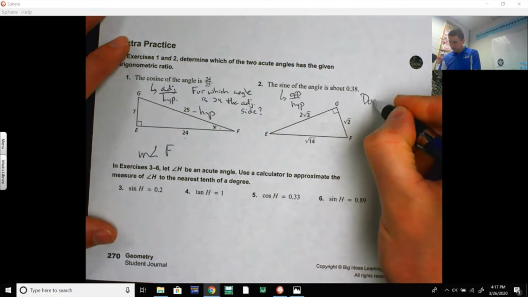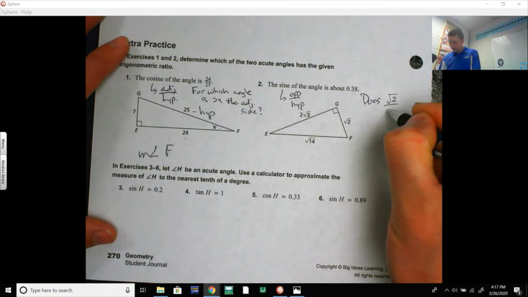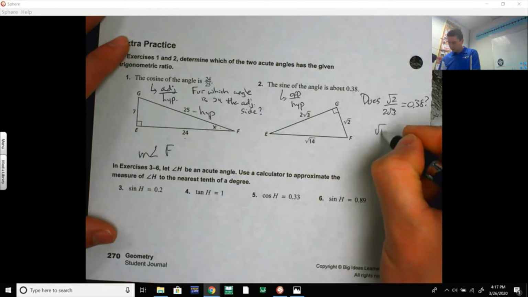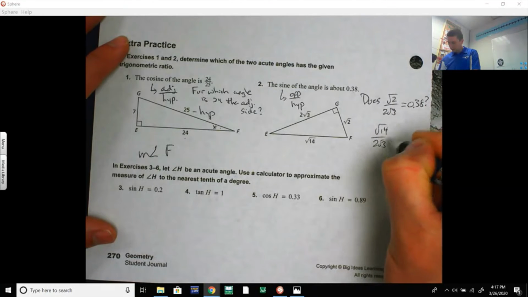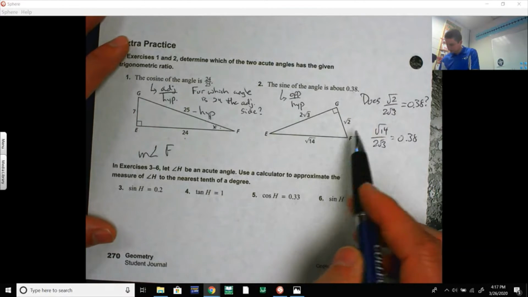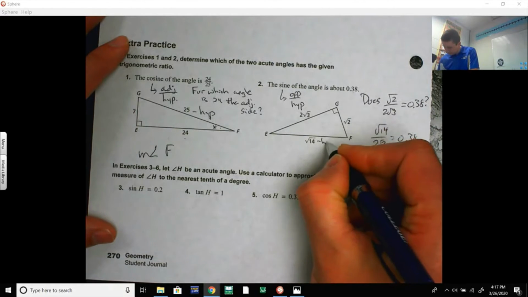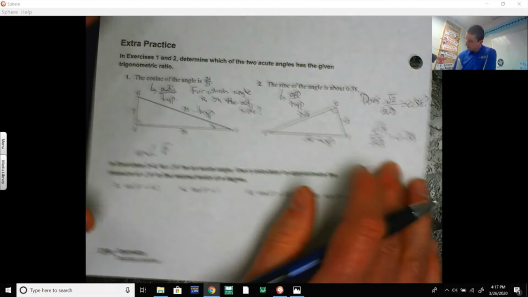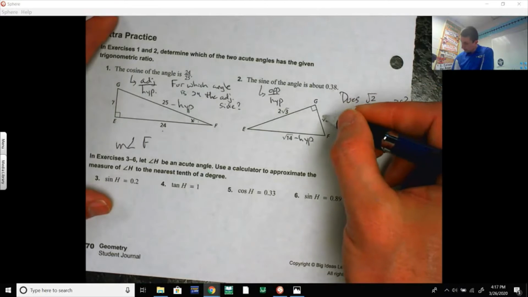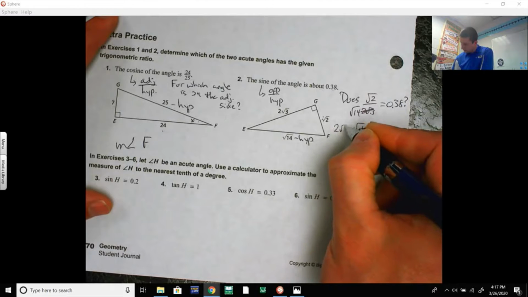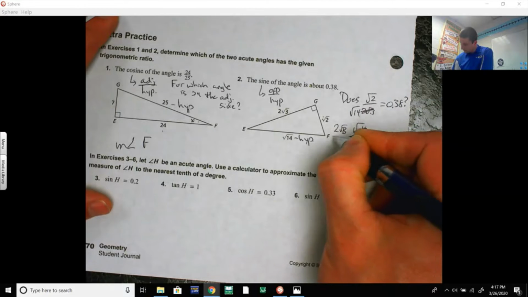So does root 2 over 2 root 3 equal 0.38? Or does root 14 over 2 root 3 equal 0.38? That's what you've got to check. Oh wait, what am I doing? That's the hypotenuse. Come on, Mr. Leitner. Still the end of the day, I haven't gotten home yet. Okay, so root 2 over root 14, or does 2 root 3 over the square root of 14?